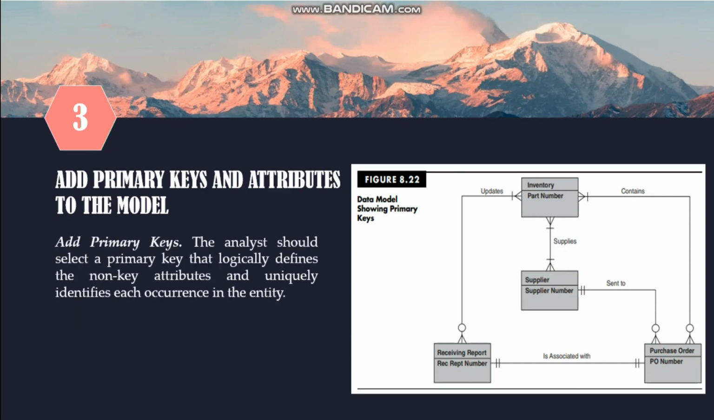The next step in the process is to assign primary keys to the entities in the model. The analyst should select a primary key that logically defines the non-key attributes and uniquely identifies each occurrence in the entity. Sometimes this can be accomplished using a simple sequential code such as invoice number, check number, or purchase order number. Sequential codes, however, are not always efficient or effective keys.